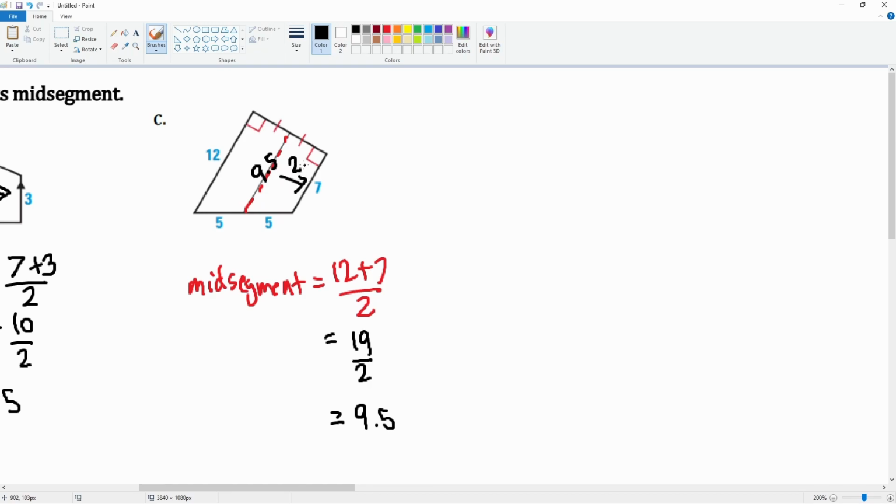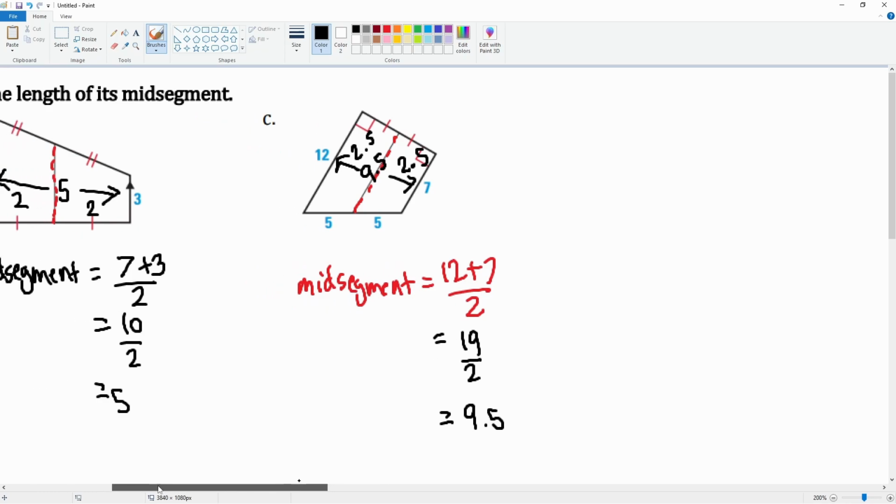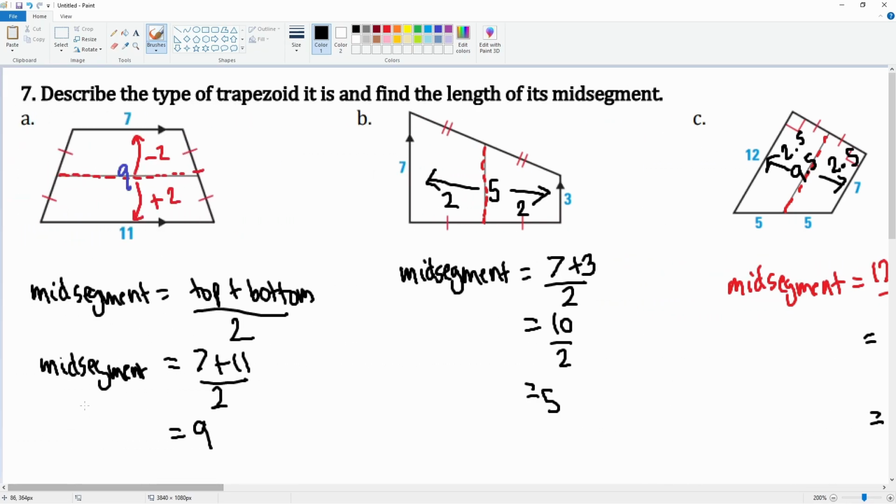9.5 to 7 is 2.5. 9.5 to 12 is also 2.5. That's how we double check our answer. So there you go. That is how you find the midsegment of this trapezoid. Top plus bottom divided by 2.